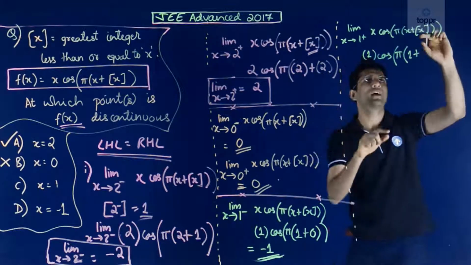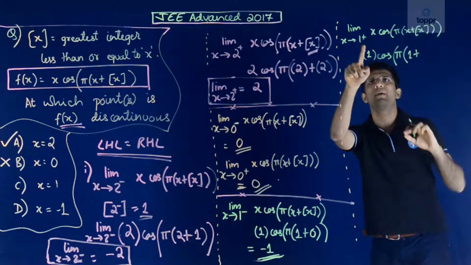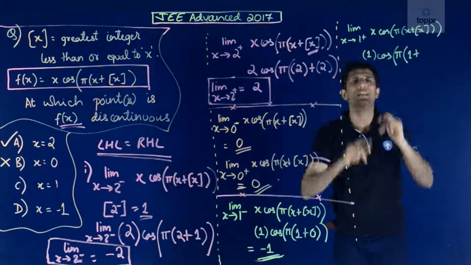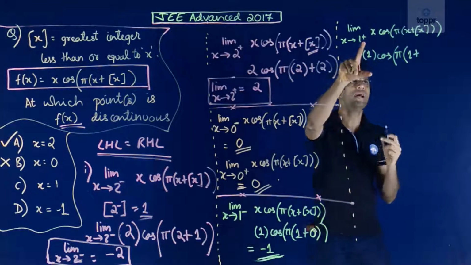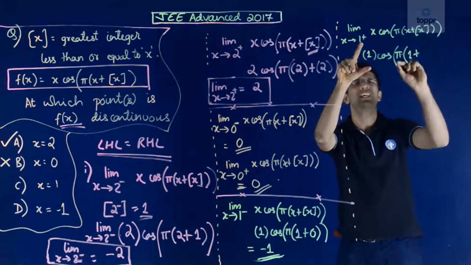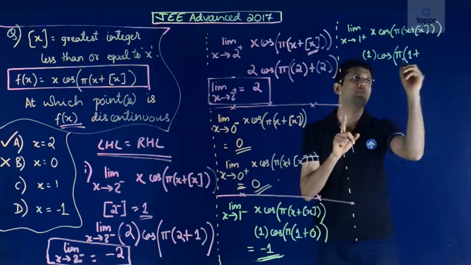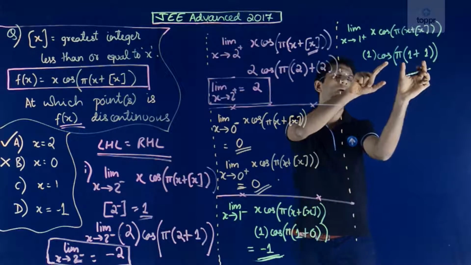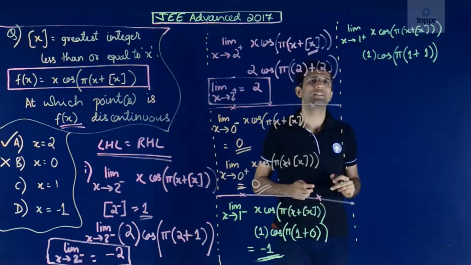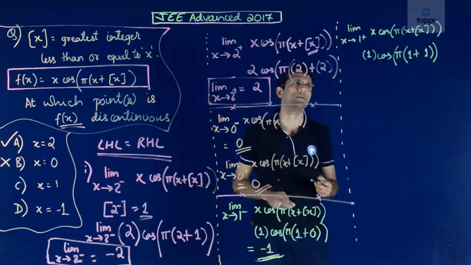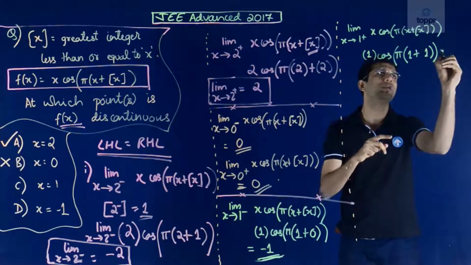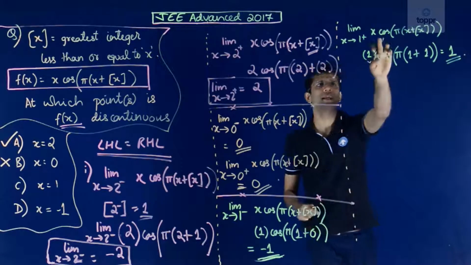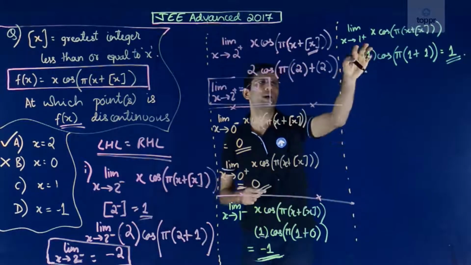but this x which is under the GIF bracket will be replaced by 1 again, because x tends to 1 plus, and so x is greater than 1, a little greater than 1, and so greatest integer function of a value just greater than 1 will be equal to 1, and so we get a 1 over here. Now this comes to 1 into cos of 2 pi, but we know that cosine of 2 pi is the same as cosine of 0 and is equal to 1, and so here I will get the value 1 into 1, that is equal to 1 itself.